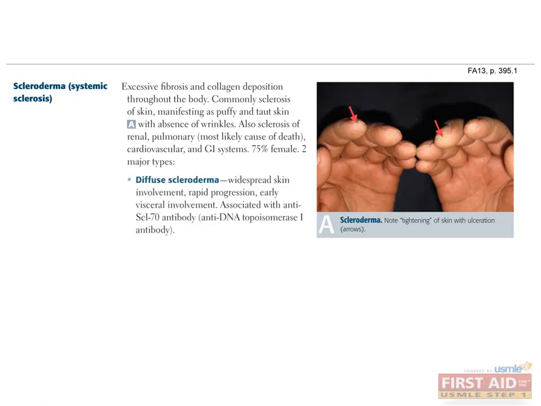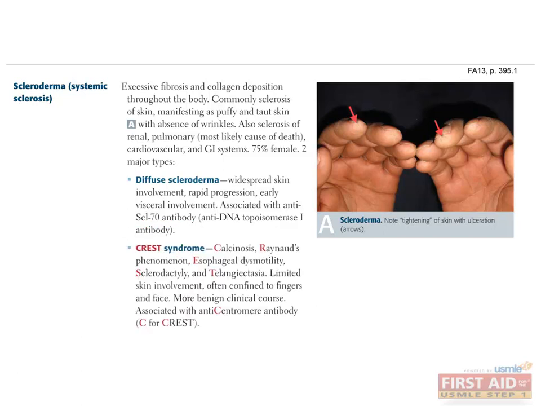The first is called diffuse scleroderma, and this is exactly what it sounds like, a widespread disease affecting skin and many visceral organs. It's rapidly progressive. The antibody most often associated with this is SCL-70, an anti-DNA topoisomerase enzyme. The second type is a form of limited scleroderma, which affects skin areas more specifically.